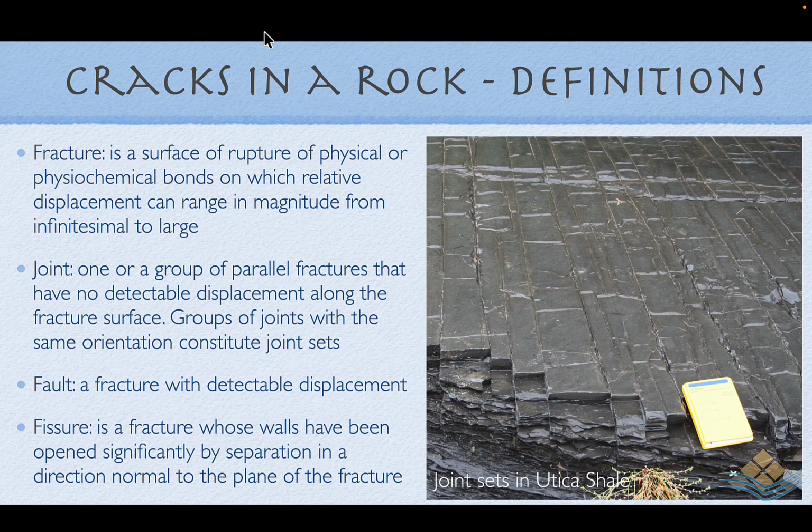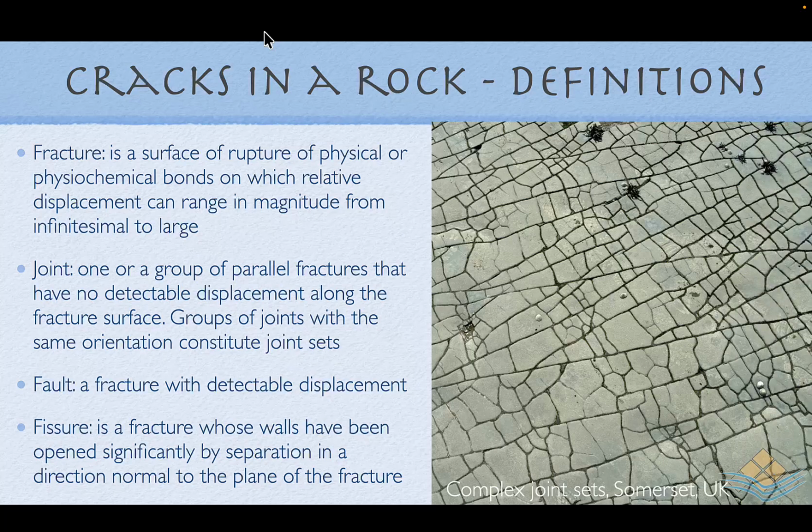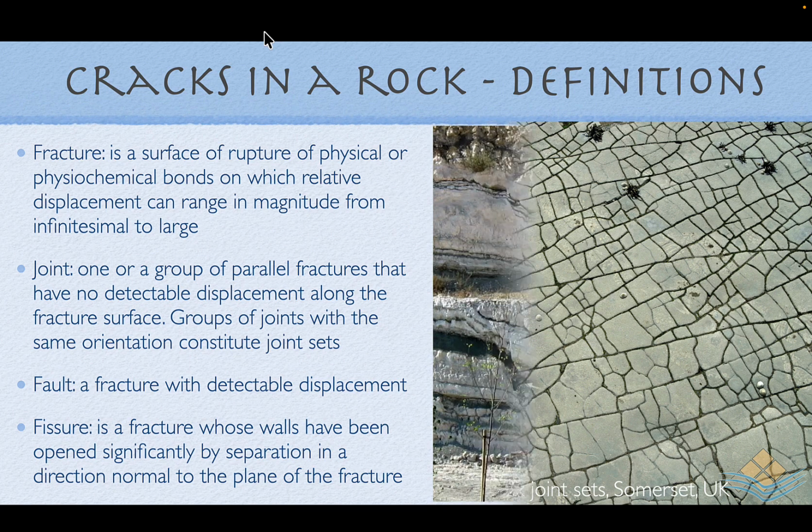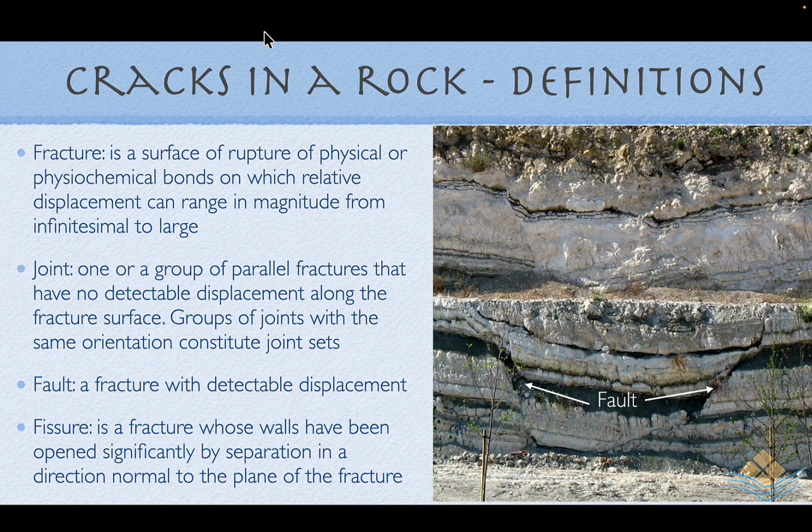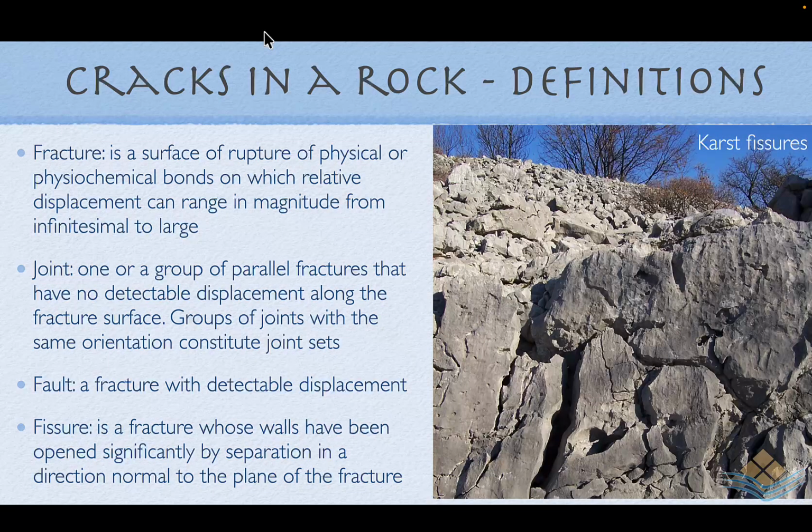Here are a set of parallel joint sets in the Utica Shale. Here are a set of more complex joint sets, the UK. Here is an extensional fault set with obvious displacement with that down-dropped conjugate block. And then here are a set of open fissures in a karstifying limestone, where the original joint sets have been opened up via the process of dissolution and linked by that process of dissolution.